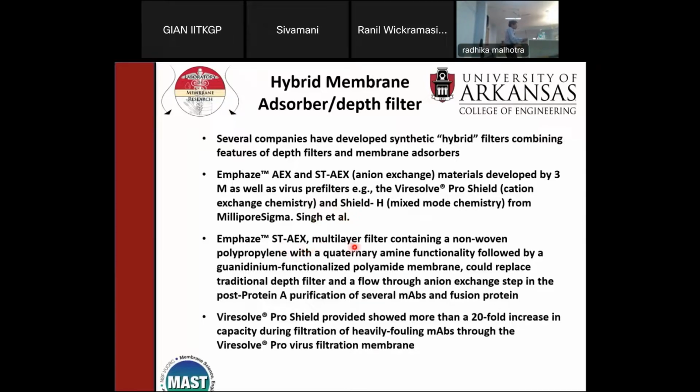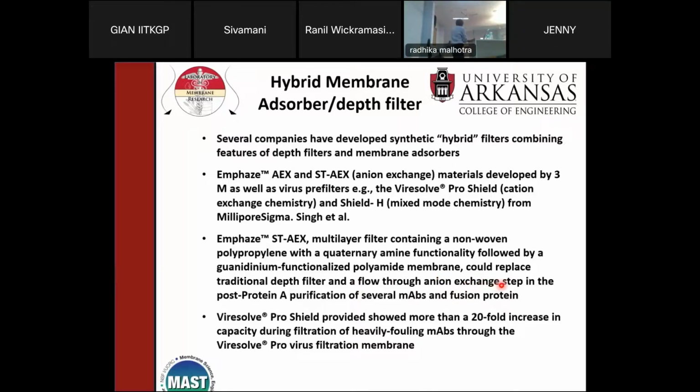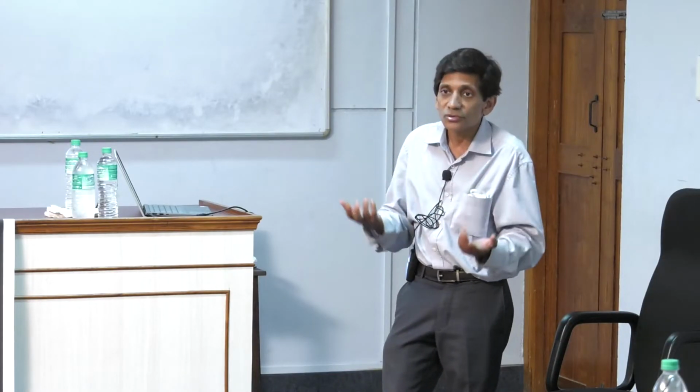M-phase ST-AEX multi-layer filter containing a non-woven polypropylene with quaternary amine functionality followed by a guanidine functionalized polyamide membrane could replace traditional depth filter and flow through an ion exchange step in the post-protein A purification of several MABs and fusion proteins. So if you could do that, if you could replace, right, the traditional depth filter and an anion exchange step, you've put 2 unit operations into one, okay? So that is the whole future direction of these either membrane adsorbers, depth filters, virus pre-filters, to make them more complex with multiple ways of interacting to remove not just one species but multiple contaminant species.